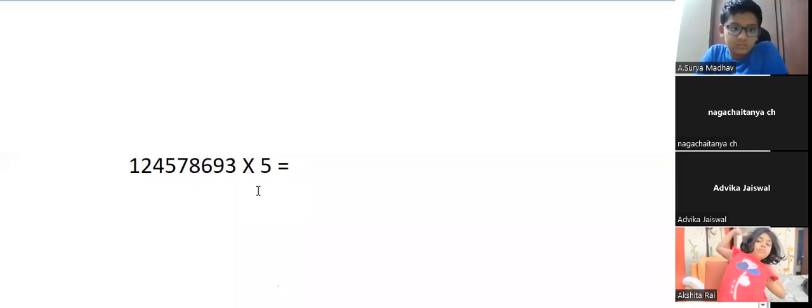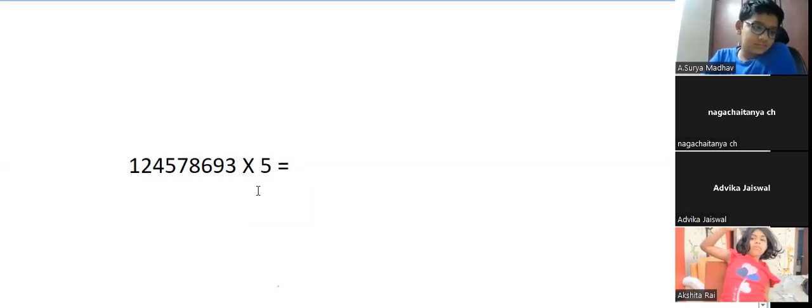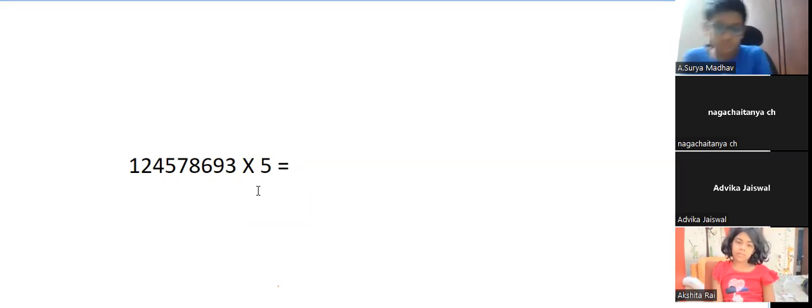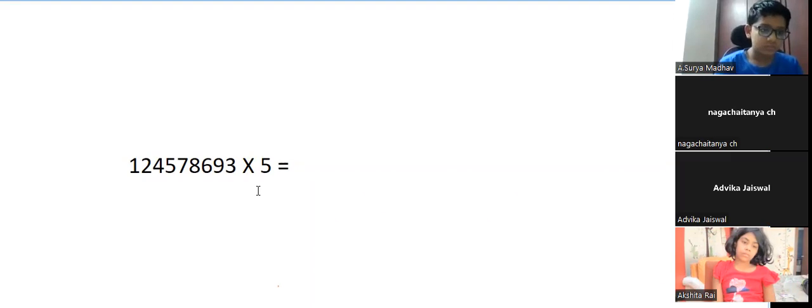Can you do this? Advika? Yes, sir. One second. Explain it step by step. Half of 1 is 0, half of 2 is 1, and so on for 4. If 2 is not going into the first digit, then consider both the digits simultaneously.